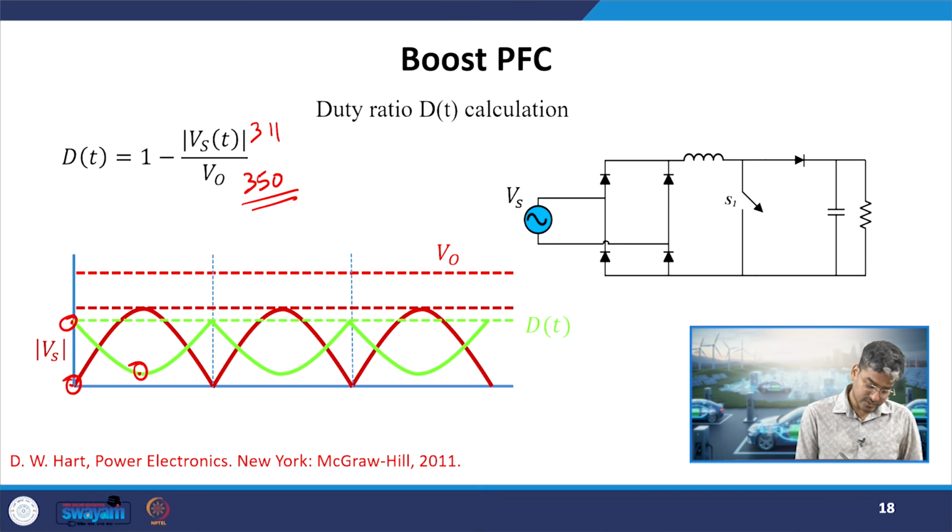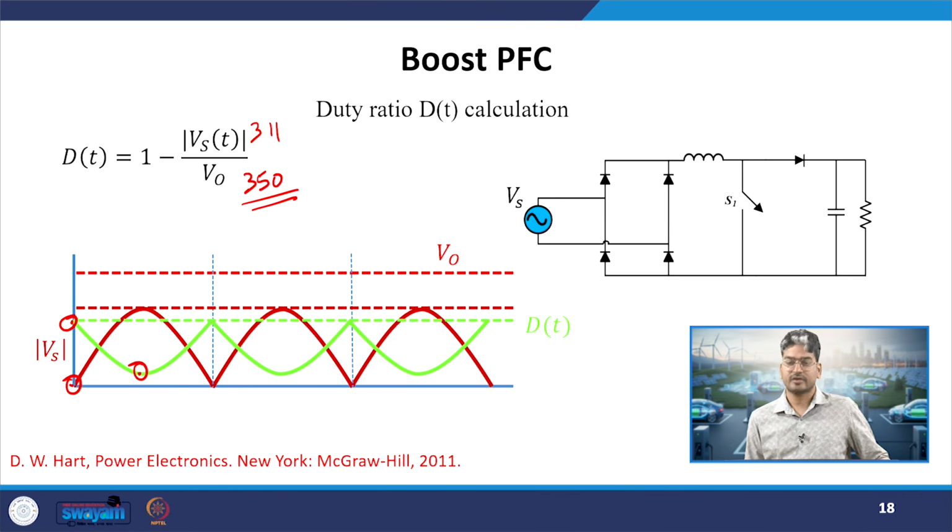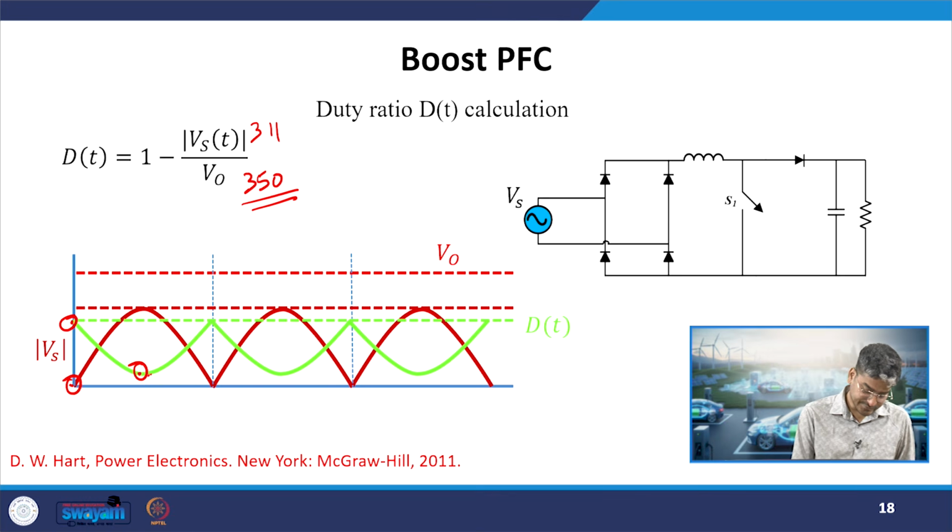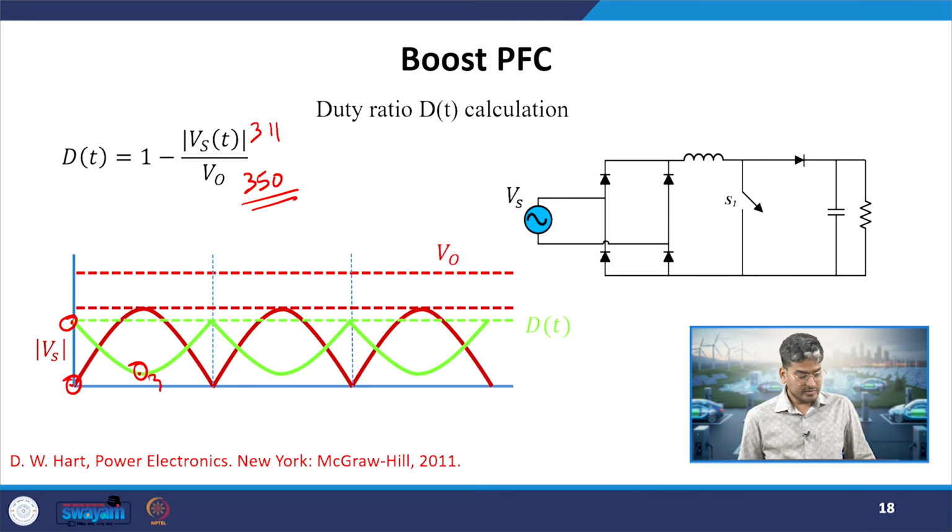So, what will be the duty ratio? Near the zero crossing, it will be nearly 1. At the peak value, it will have the minimum value, based on how much difference there is between the input and output voltage. It will be somewhat nearby 0. This will be a very small value. Why will this be a small value?